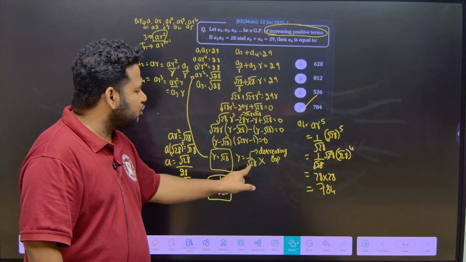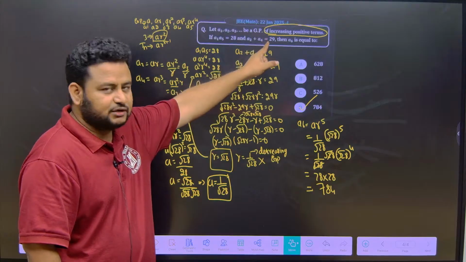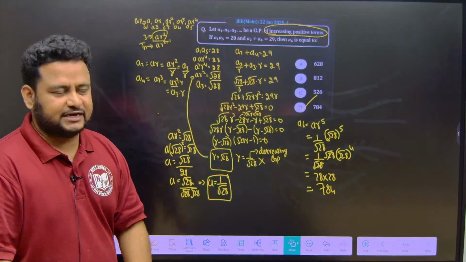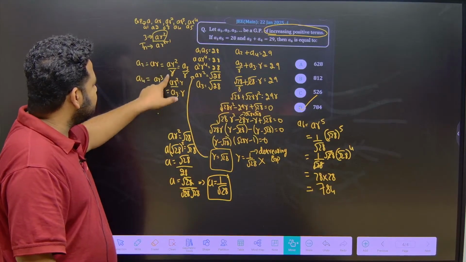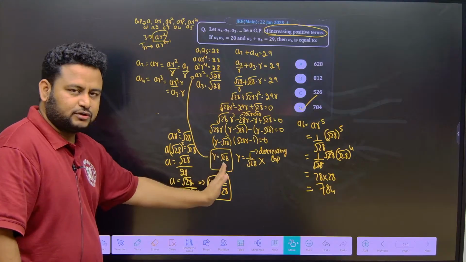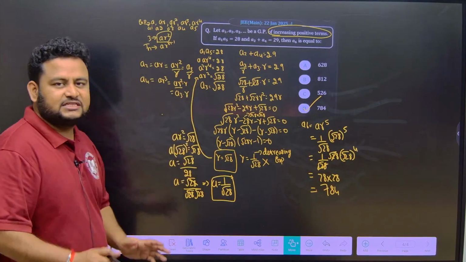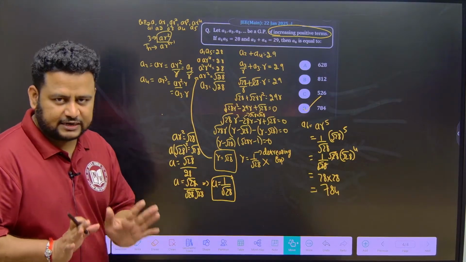But definitely I cannot take 1 by square root of 28 because this is a decreasing GP. But the question that they have given is an increasing GP. That means I have to take R is equal to square root of 28. So that is A3 I got, that is AR square, I got it as square root of 28. So this value R is equal to square root of 28. If I put it here, that is what I have done here, I will get the value of A. A I got it. A is equal to 1 by square root of 28. So I got A, I got R.